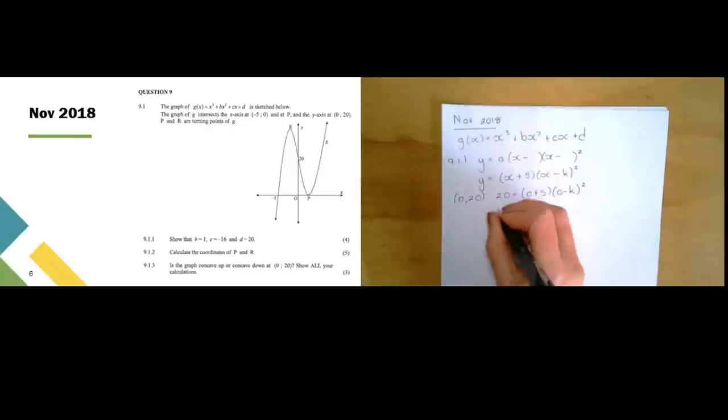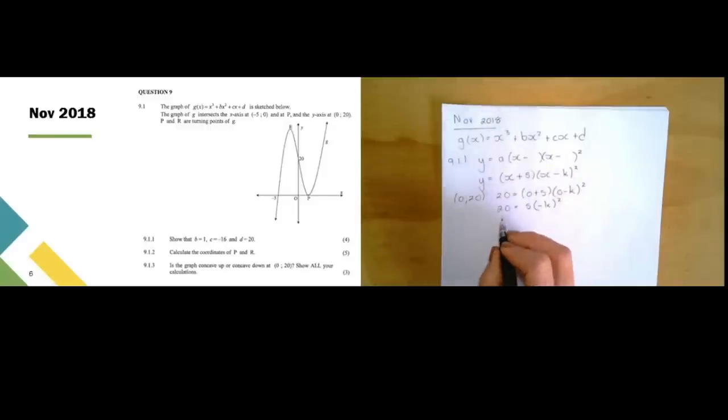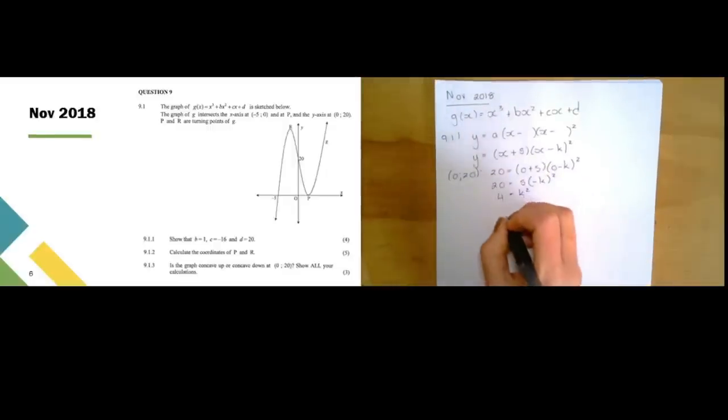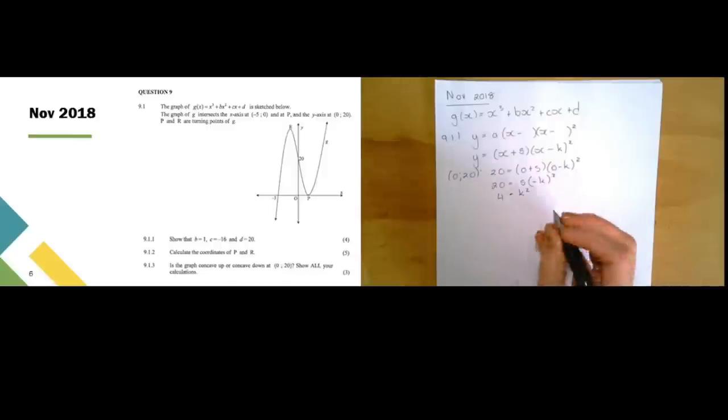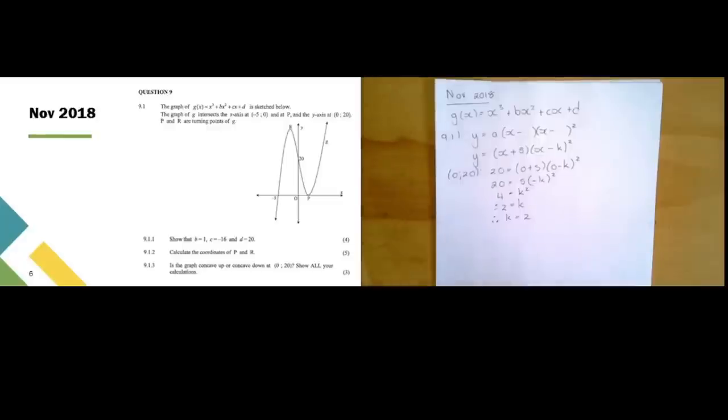And I can solve this. 20 equals 5 bracket (0 minus k), which is negative k, and then squared. If I divide by 5, 4 is equal to (negative k) squared, which is k squared. If I take the square root, k can be positive or negative 2. So let's go see, the k could have been positive 2 or negative 2? What would that x-intercept at P have been? Would it have been a positive 2 or a negative 2? It would have been a positive 2. So my k value had to be 2.